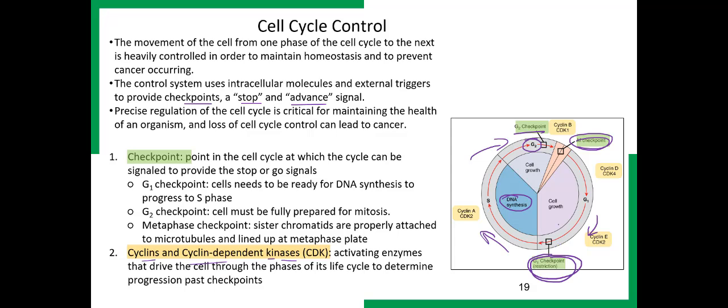So it's really quite a neat system of checks and balances to ensure that the cell is ready before it goes to the next phase. And then the cyclins and cyclin-dependent kinases help to move the cell along when it's in whatever phase that it is.